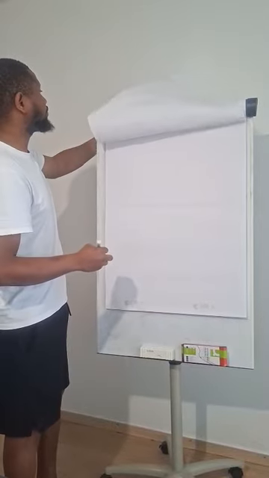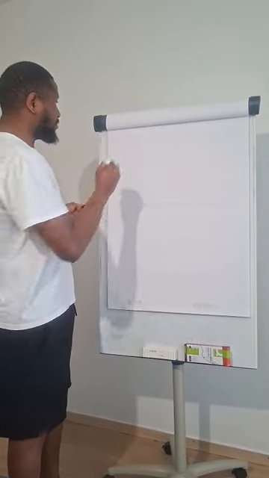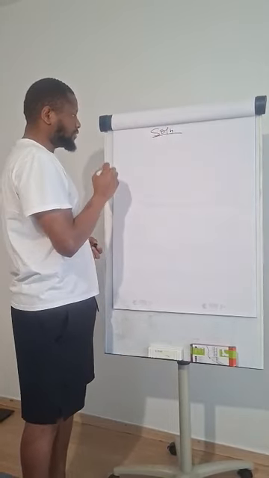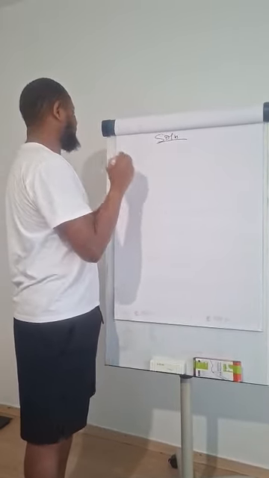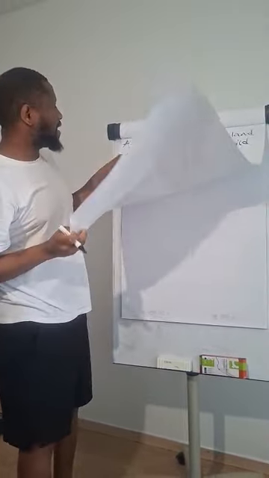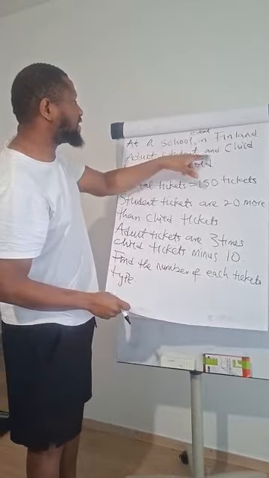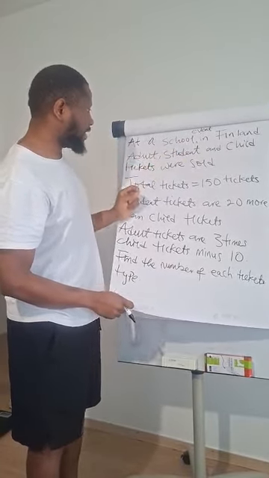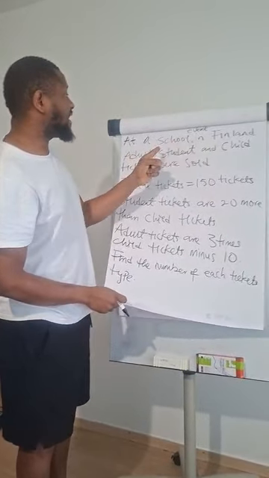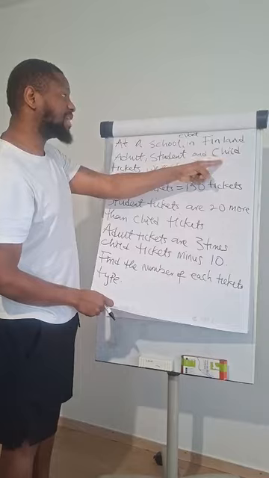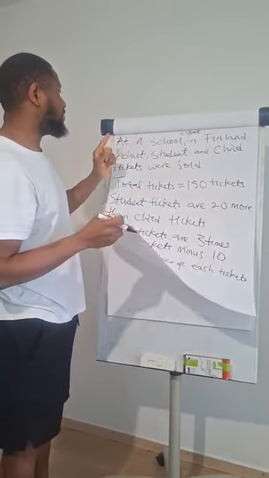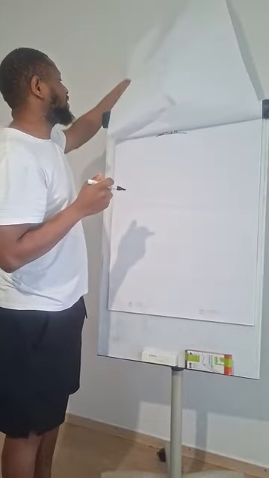Solution. According to the question, at a school, adult, student and child tickets were sold. The total is 150. They started with adult, student, and child. According to the question on the board, the total is 150 for adult, student, and child.